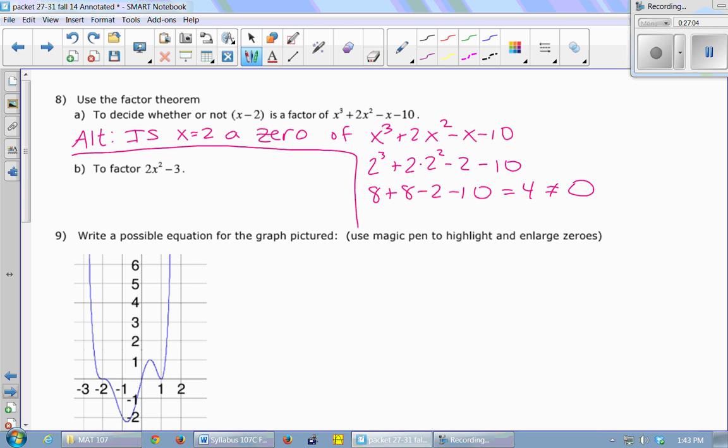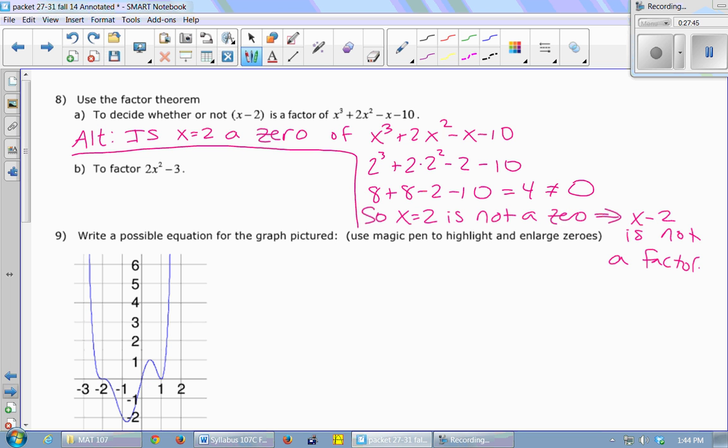So same conclusion, right? So 2 is not a 0, which means x minus 2 is not a factor. Because they gave me the factor of x minus 2, I said it's easier to test whether 2 is a 0 than whether x minus 2 is a factor. Right. If it's not a 0, it's not a factor.